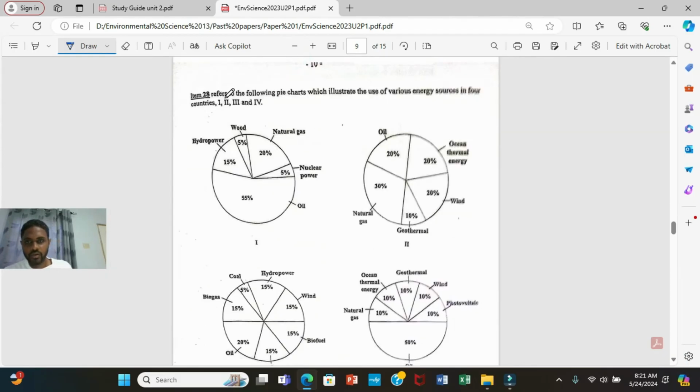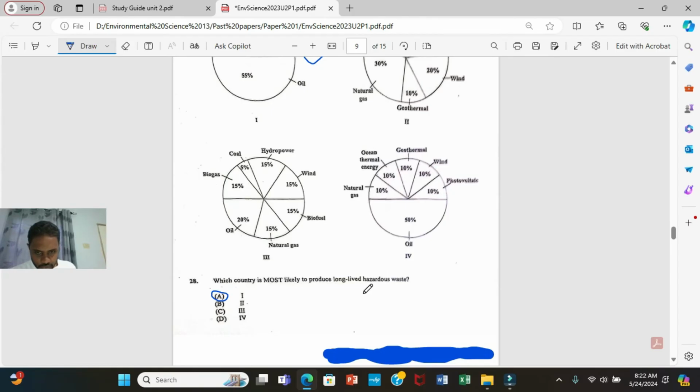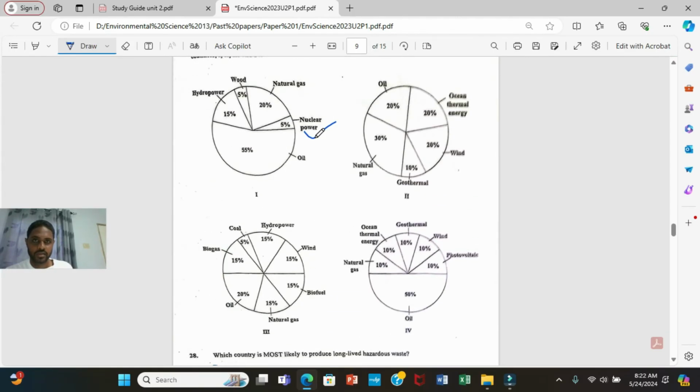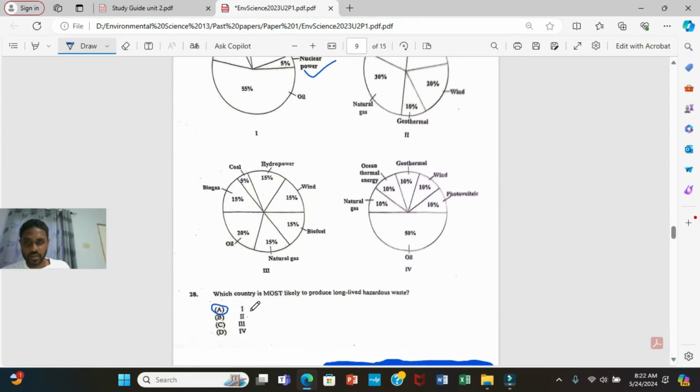It says 28 refers to the following pie chart, which illustrates the use of various energy sources in 4 countries, 1, 2, 3, and 4. Which country is most likely to produce long-lived hazardous waste? It is the nuclear power plant, the plutonium. This lasts very long in the environment, so it's not even suitable for the Caribbean. We don't have enough land space. So in case of an outbreak, that would be devastating for the Caribbean because all our countries are small and they are close to each other. So you can imagine. All right, so the answer would be 1A.